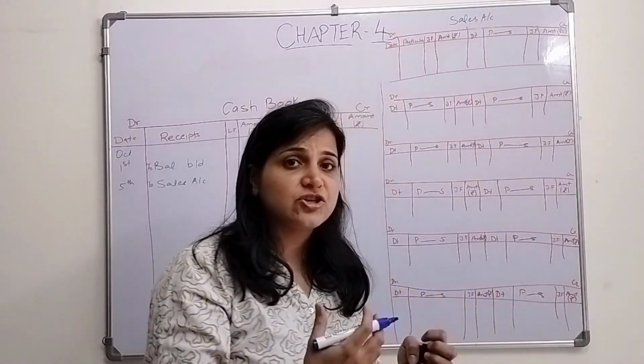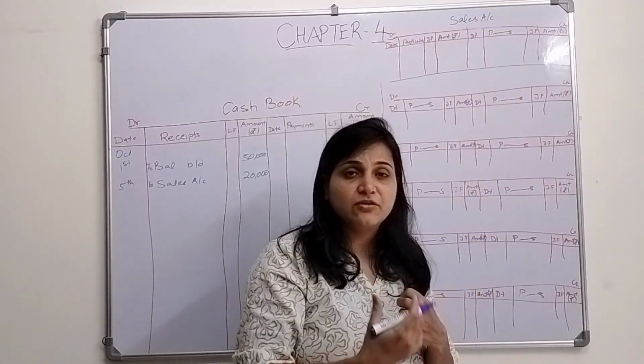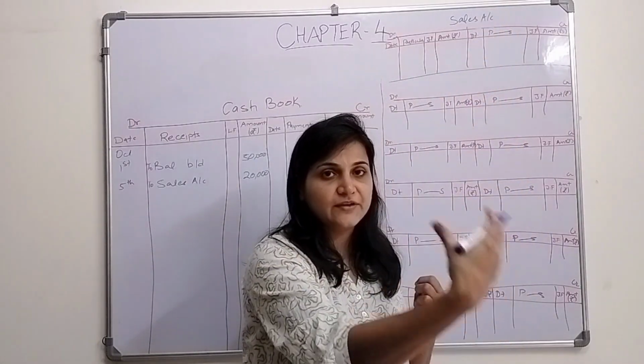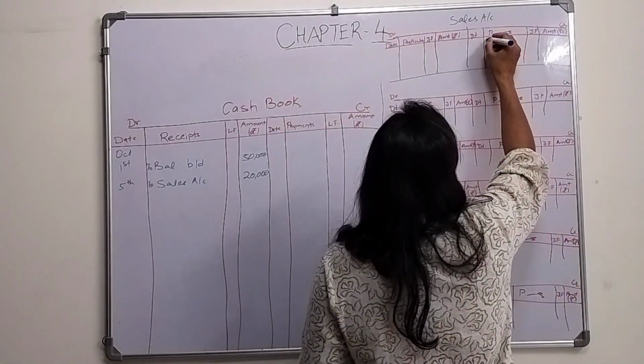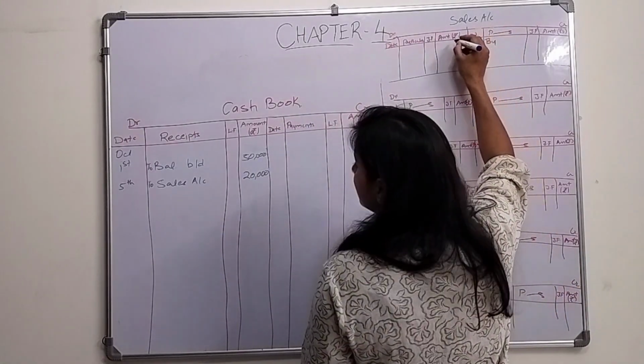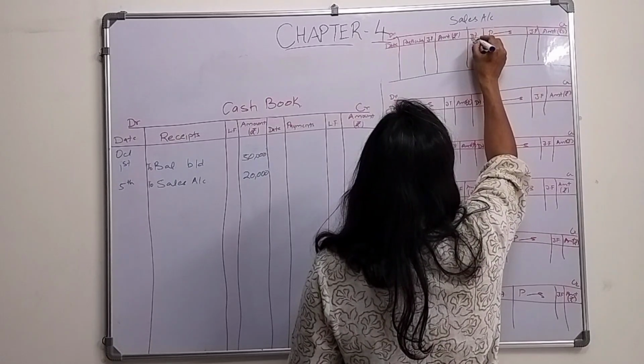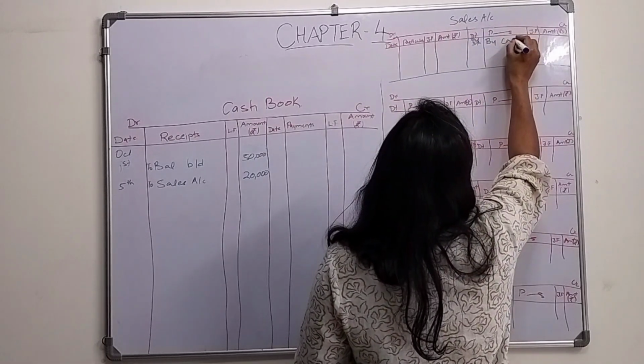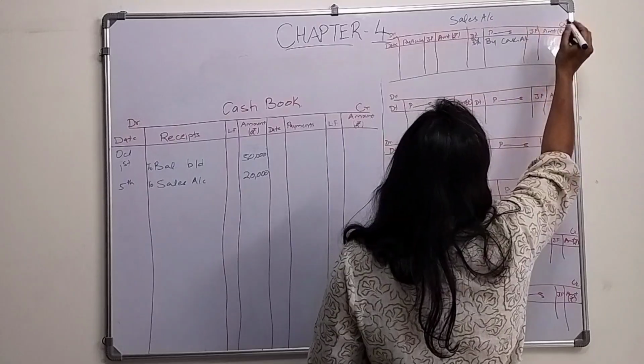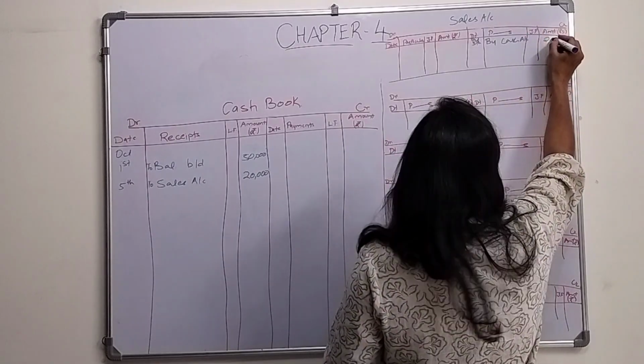Journal entry, cash coming in. So cash account debit to sales account. Sales account is being credited and it has been on 5th of October by cash. There's a cash sales of rupees 20,000.